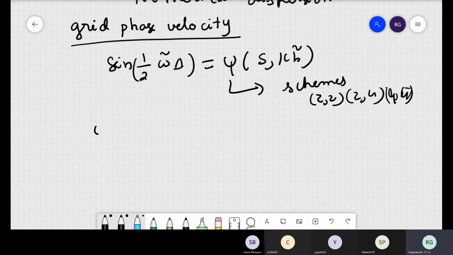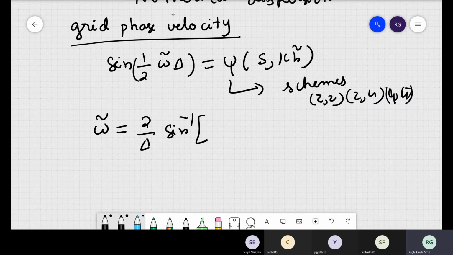So now from this you can write our dispersion as omega hat is equal to 2 by delta, sine inverse of psi s comma kh, sorry, k by h, into kind of a thing.